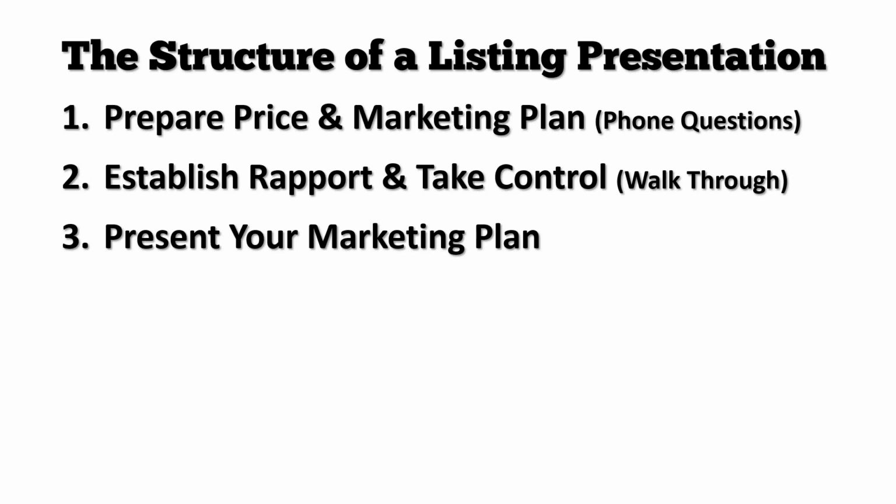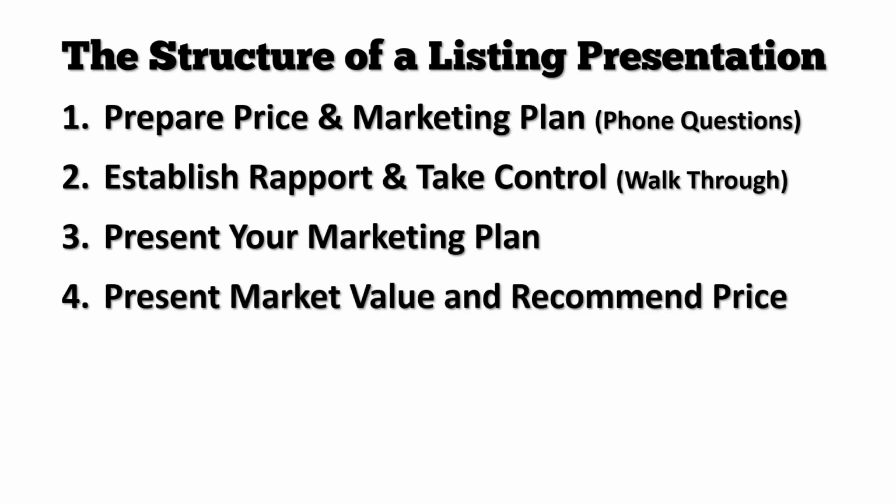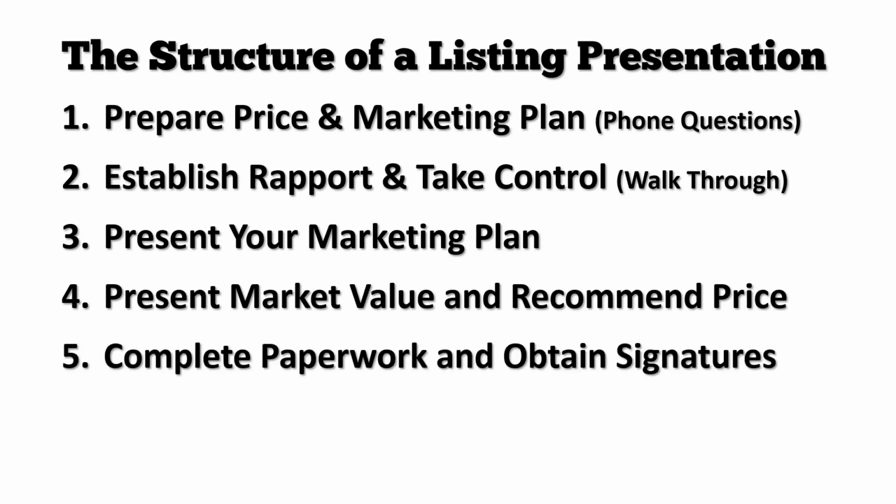Prepare, price and marketing, establish rapport, take control, present your marketing plan, and then present your pricing. Present market value and recommend price. Present your pricing. Complete the paperwork and obtain signatures. That's it. Simple. Prepare for it. Get there, establish rapport. Subtly take control so they're respecting you. Show them what you do to get their house sold. Agree on price to put their house on the market, and then get the signatures on the listing paperwork.